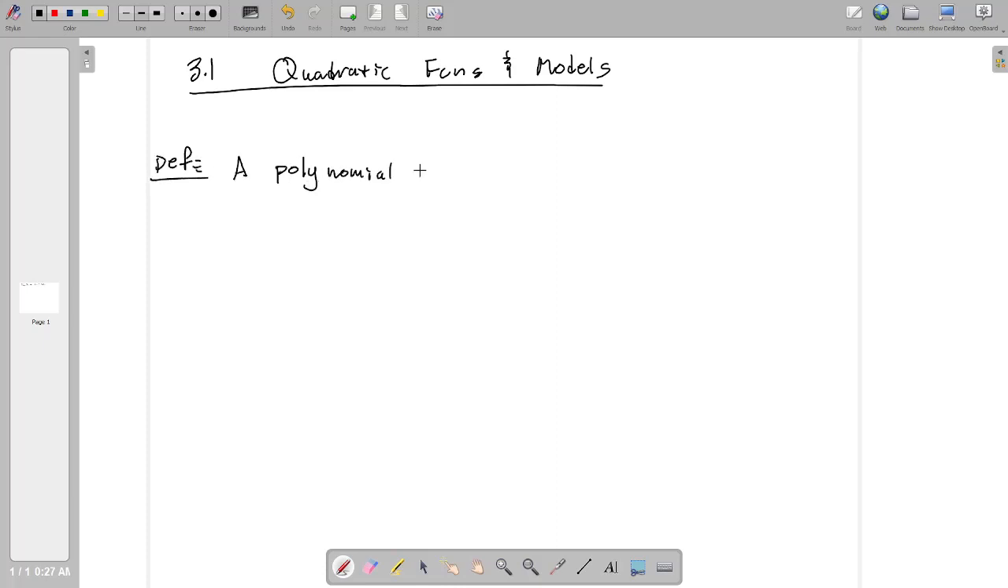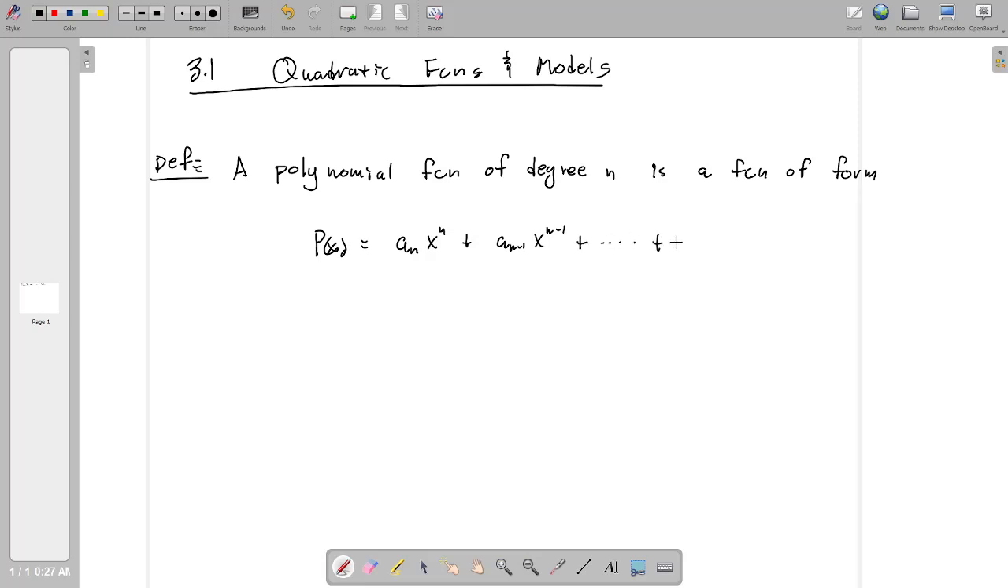A polynomial function of degree n is a function of the form p of x is equal to a sub n x to the n plus a sub n minus 1 x to the n minus 1, plus the pattern continues down to a2 x squared plus a1 x plus a sub 0. Now, you could think of this as x to the 0 as well. Remember, x to the 0 would be 1.